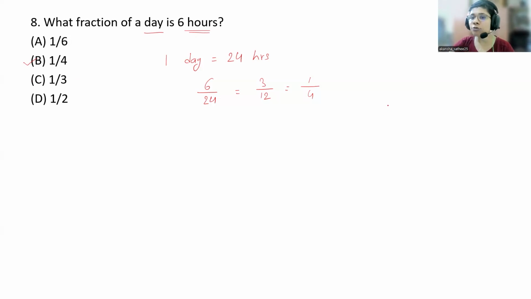You can divide your day into 6 hours, right? 6 plus 6 plus 6 plus 6 is 24. No, there is some mistake over here. 6 plus 6 plus 6 is not 24. 6, 6 hours. Yeah, it is correct. 6 plus 6 plus 6 plus 6 is 24. So 6 is 1/4 of the day. So option B is correct.